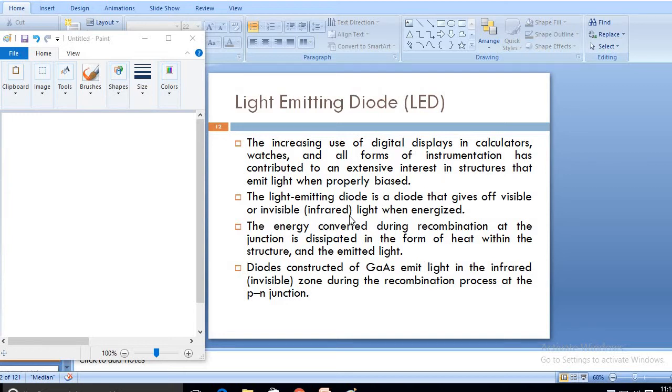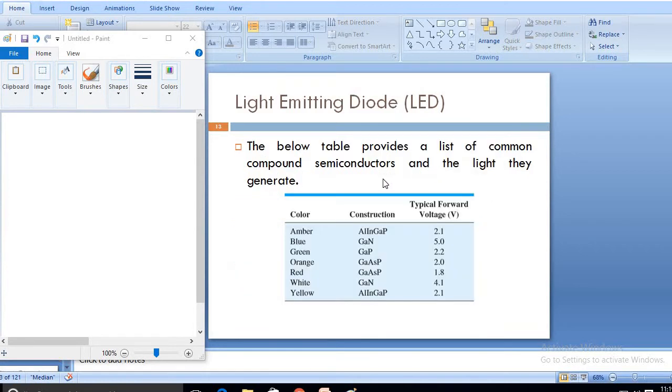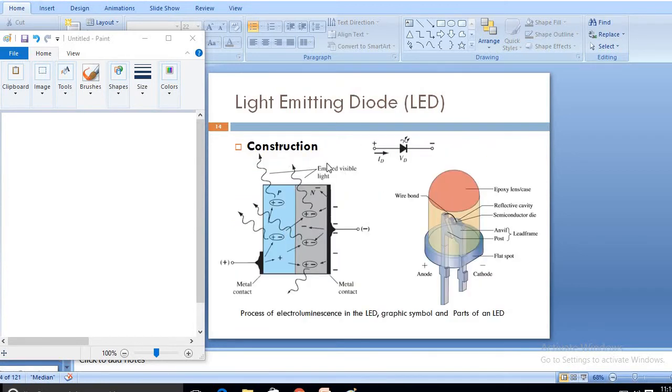We will have to see this in today's topic, and these are the points regarding the light emitting diode and how exactly it works. I will explain through the block diagram. This is exactly the construction part of the light emitting diode. It consists of a p-type semiconductor and an n-type semiconductor. The p-type semiconductor is in contact with a metal contact, and the n-type is also in contact with a metal contact.